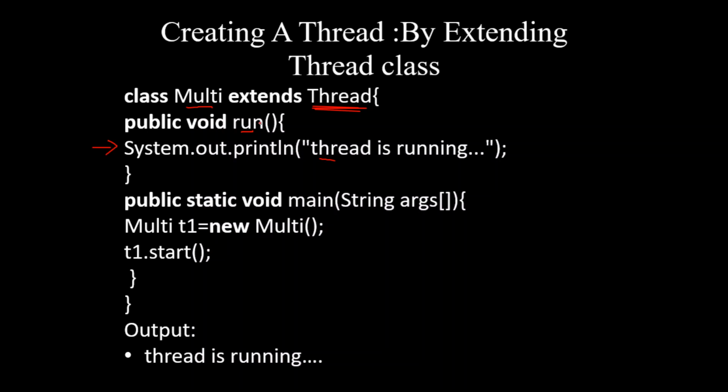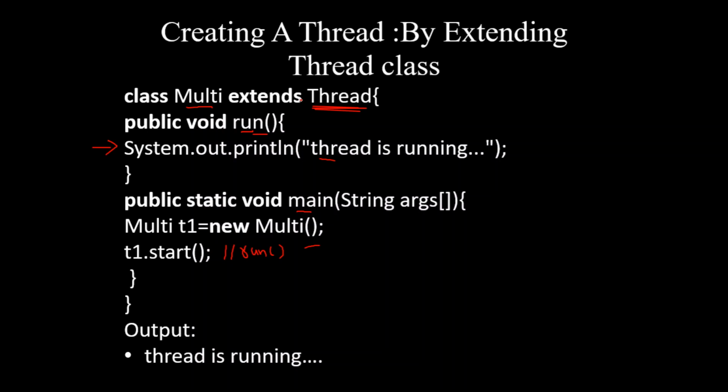Okay, and within the same class we are creating a main method, public static void main, and we are creating an object for this class, multi t1 equal to new multi, and then we say t1.start. When you say t1.start, it will call the run method. So the run method will execute and print this thread is running, and then the control will come back to the main thread, and then the main thread will finish. So basically this program has two threads. One is the main thread, the other one is the thread corresponding to the run method.